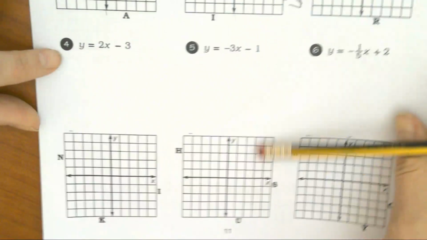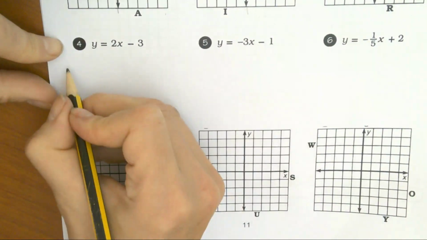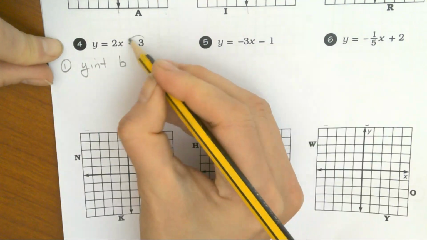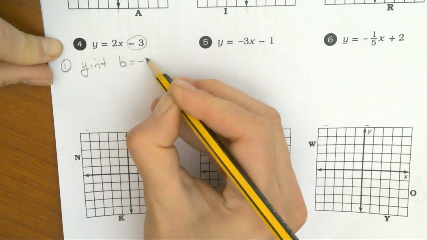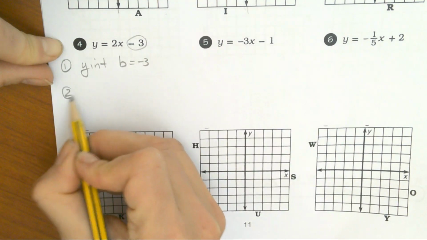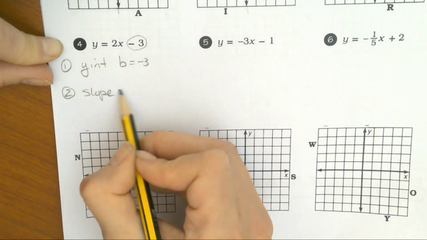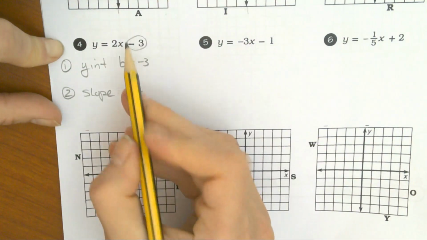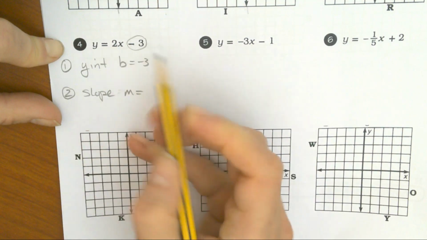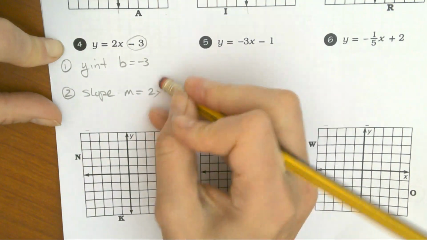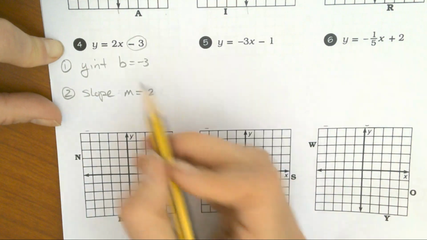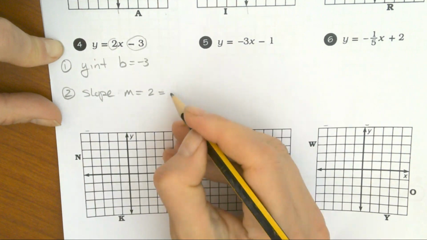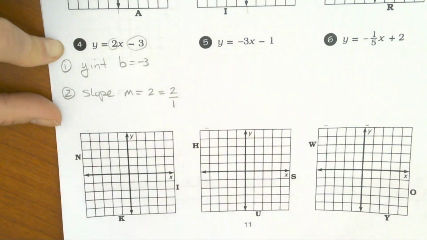question number 4. So step 1 is the y-intercept. That's b. That's the one without the x. Take the minus with it. Step 2 is the slope. And, oops. So that's m. And it's always the number in front of the x. Don't take the x with it. It's only the number. It's 2. But that's not a fraction. It needs to be a fraction. I have to make it over 1. And that makes it a fraction.